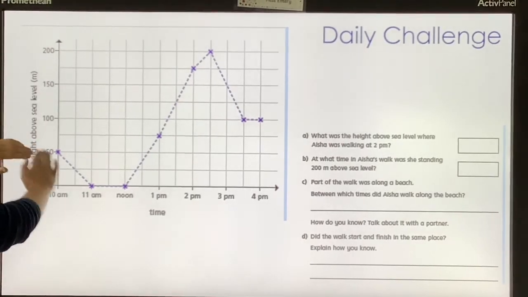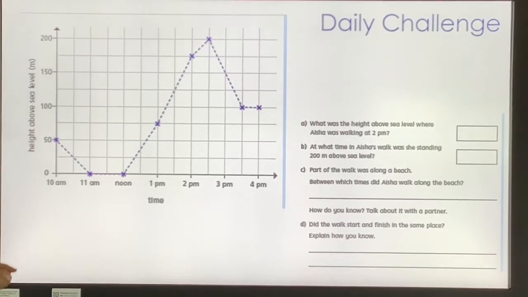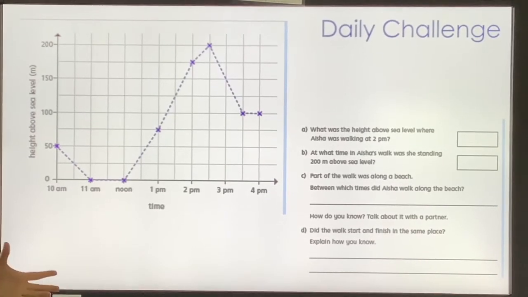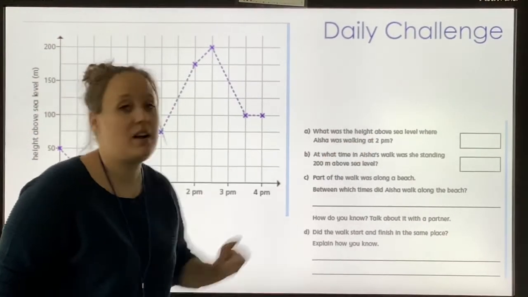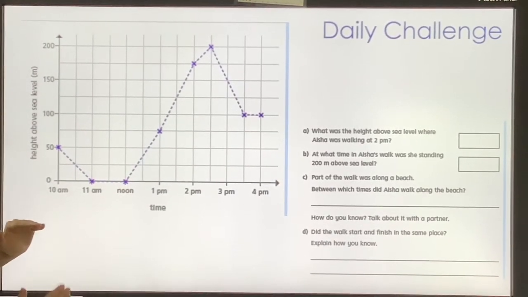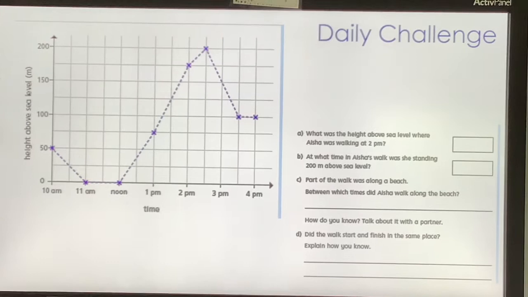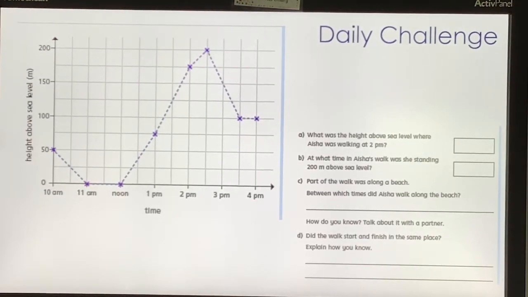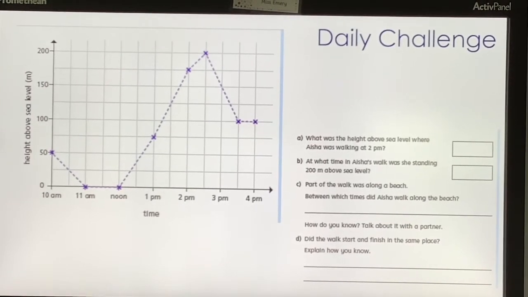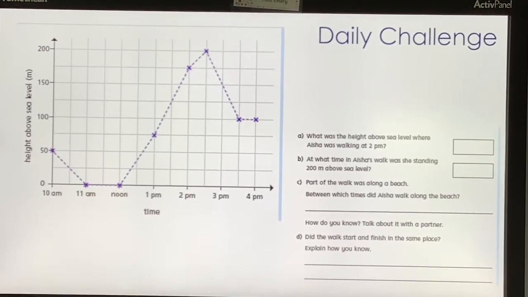So you've been given this graph and some questions. Question 1, what was the height above sea level where Aisha was walking at 2 p.m? So there's two things you need to find here. You need to find the time and the height above sea level. So you've been given the time, locate that on the graph, and then where does it meet for the height above sea level? B, at what time in her walk was she standing 200 metres above sea level? So this time you've been given your 200 metres above sea level, you need to locate the time.